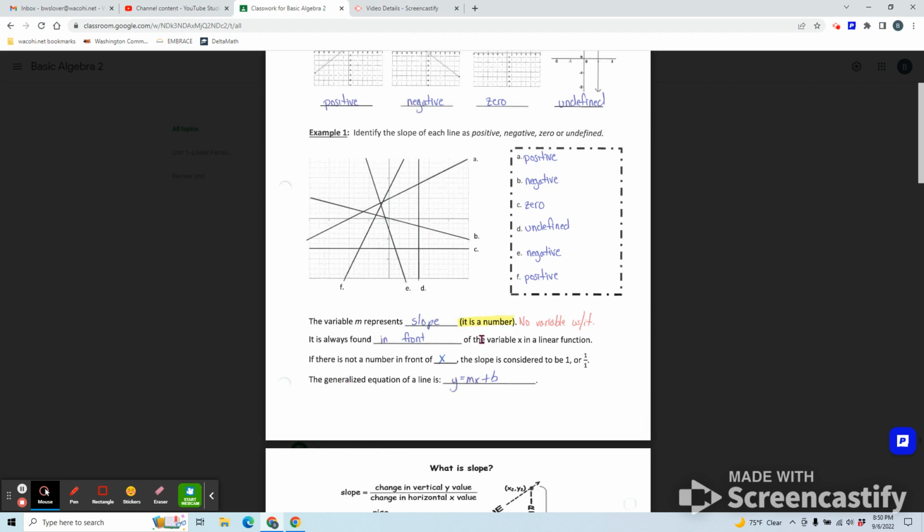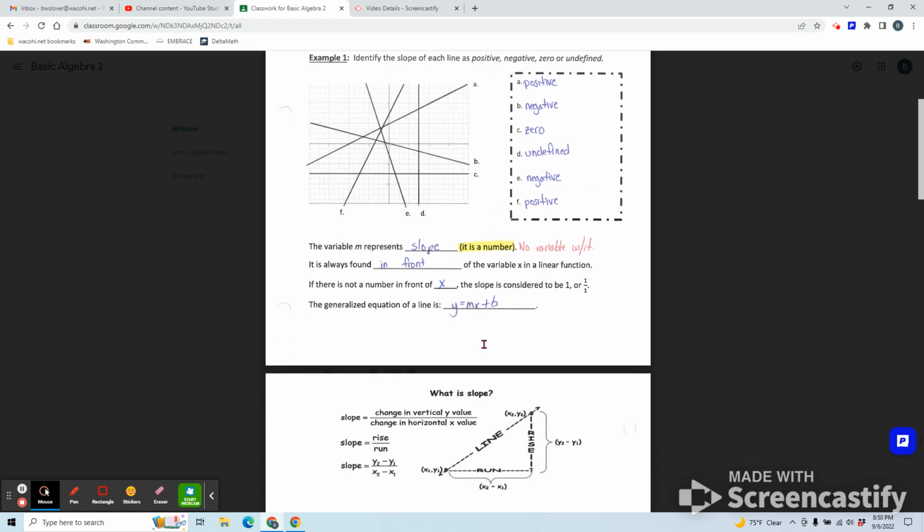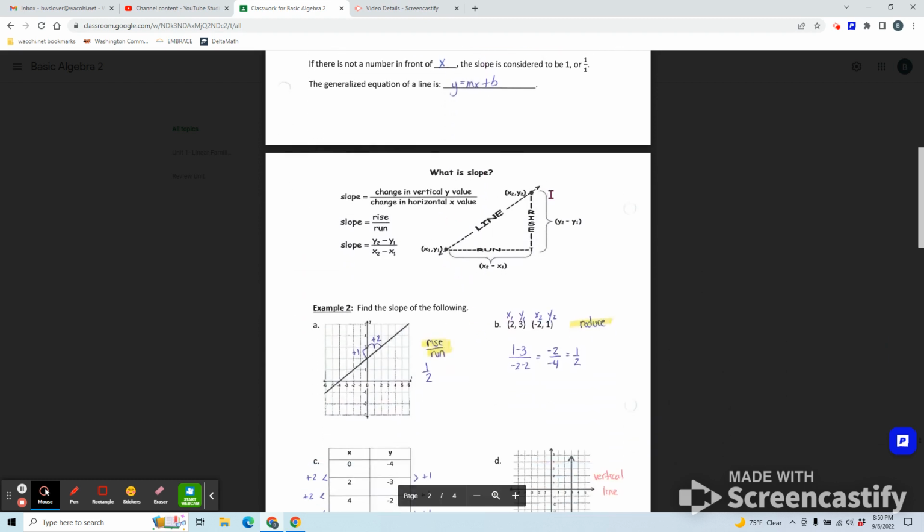So I do say the slope is always in front of the x, and we're actually going to see some special equations where what if we don't have an x in our equation? And we're going to talk about that and what it means. Here are different ways that we can visualize what slope is. It's the change in the vertical y value over the change in the horizontal x value. You may have heard of it as rise over run. And then the other option would be to figure out the slope using some ordered pairs, y2 minus y1 over x2 minus x1.